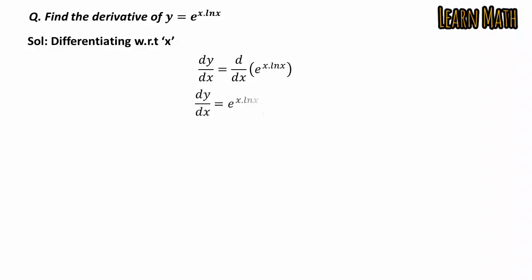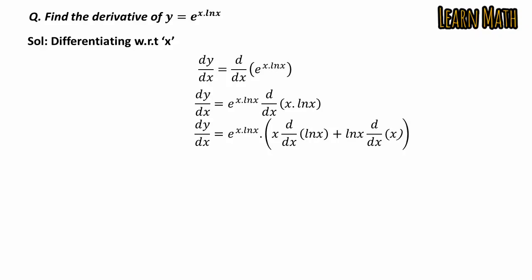Next question, find the derivative of y is equal to e power x dot natural log of x. Differentiating with respect to x, dy by dx is equal to d by dx e power x dot natural log of x. Now first take the derivative of the exponential function. So dy by dx is equal to e power x dot natural log of x, and then take again the derivative of the function x dot natural log of x. So dy by dx is equal to e power x dot natural log x.